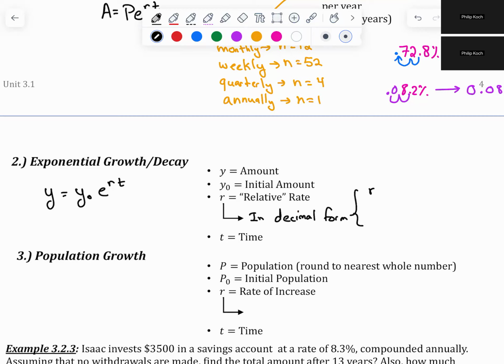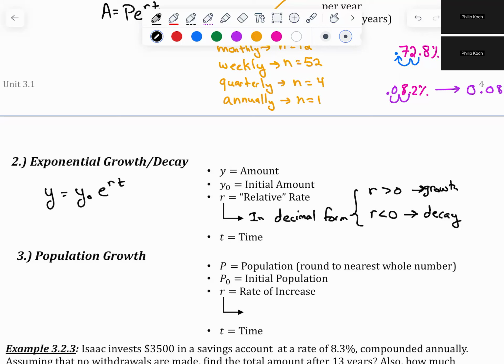And if R is greater than 0, it's growth. If R is less than 0, it's decay. And then T is time. This time could be measured in seconds, hours, years, or decades. It's hard to say; you have to wait for the context of the problem.